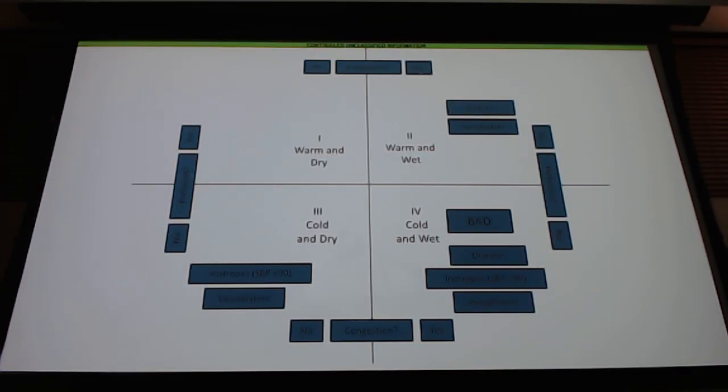And when we look at the warm and wet patients, so they are perfusing, they're just congested, let's give them a diuretic. Let's get that volume overload off. Let's give them vasodilators to decrease that afterload to improve my cardiac output.